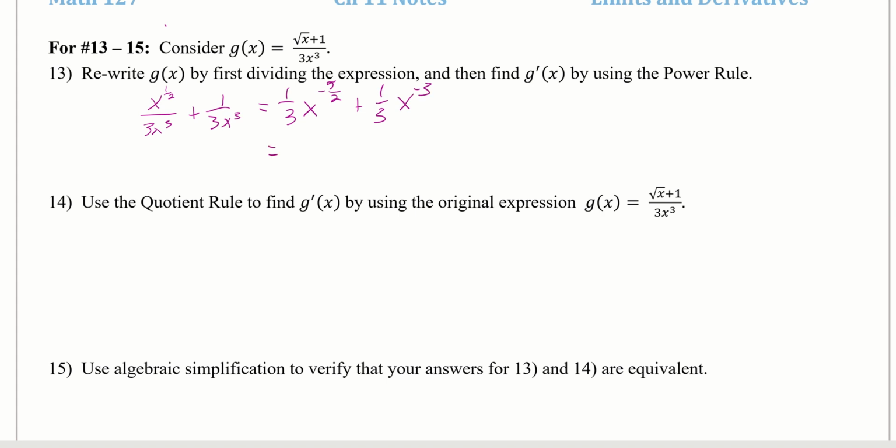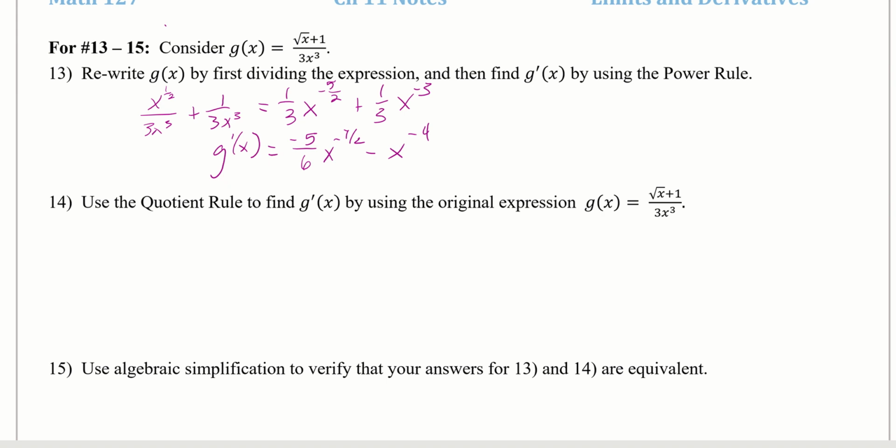Solve it out for the derivative now, thanks to the power rule. Bring that down, so that's going to be negative 5/6 x. Now subtract 1, so negative 7/2. And then this one is going to be, bring the 3 down, so those will cancel, so negative 1 x to the negative 4. Now that's good for now. We may have to change it just so we can compare and contrast for number 15 down here.